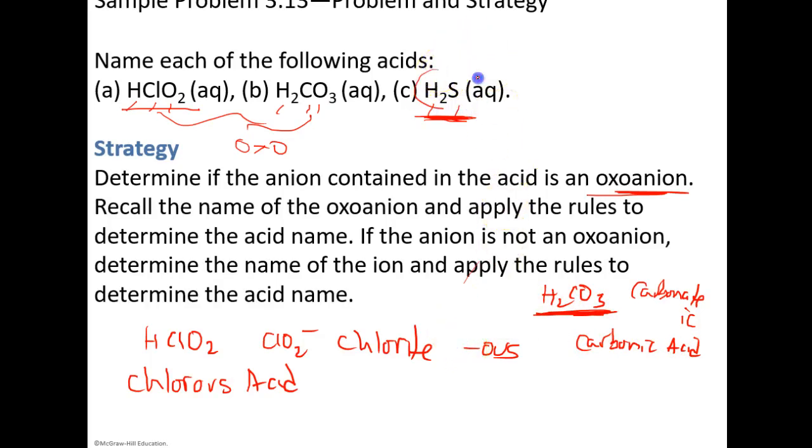Finally, H2S. Binary or oxo? Binary. So I'm going to put hydro now in front of it. Hydrosulfuric acid.